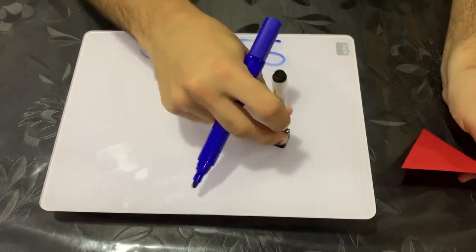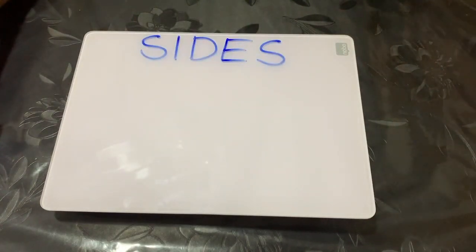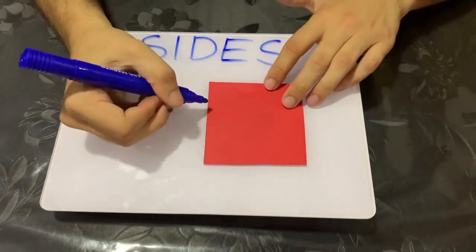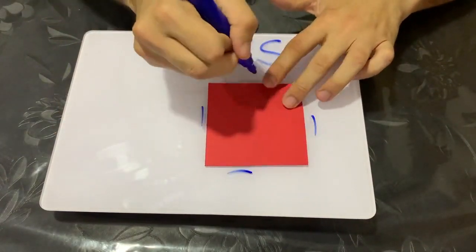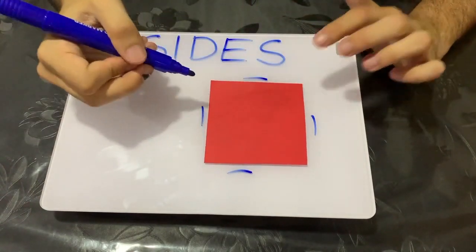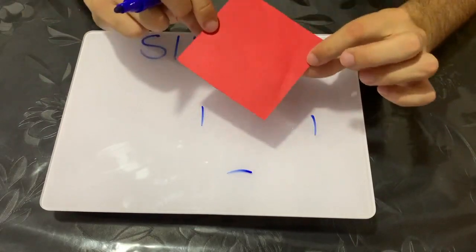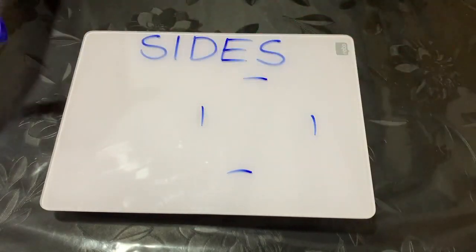Let's look at a couple more shapes. Let's go for a square. So a square has got 1, 2, 3, 4 sides, and they're all the same size, which means just like the triangle, it has all equal and straight sides.